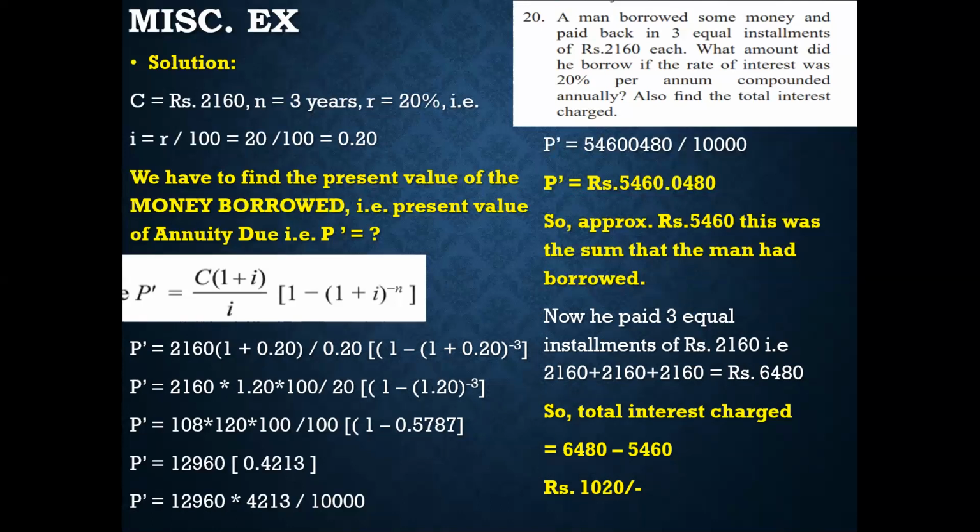He had borrowed around 5,000 rupees. He gave back around 6,000 rupees. So what was the difference between the amounts? That is the interest charged. That is 1020. Okay. So this sum can be asked for 4 marks in your exam. So keep in mind this sum as well.